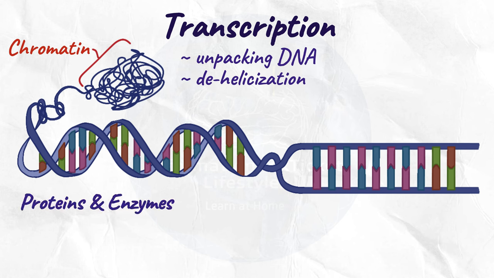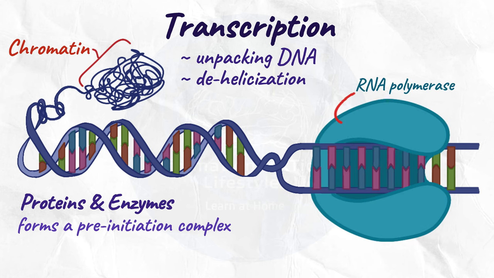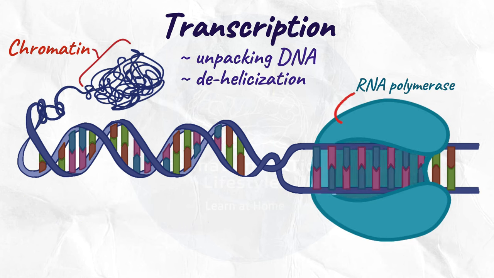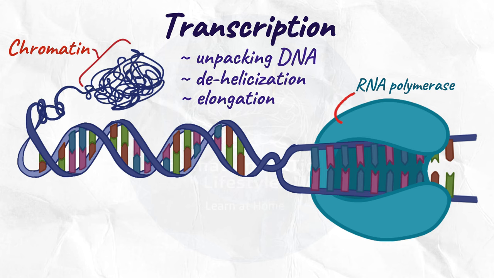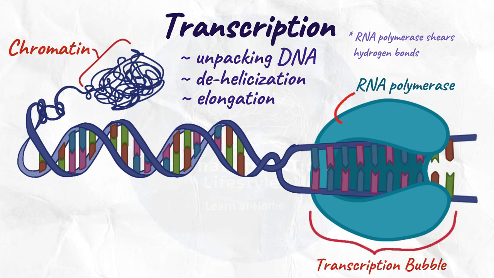A few hundred proteins and enzymes create a pre-initiation complex surrounding the promoter, which also includes the enzyme RNA polymerase. Then, a process termed elongation begins, in which RNA polymerase unzips the two strands by shearing the hydrogen bonds between the complementary nucleotides over a length of around 14 base pairs. This open space within the RNA polymerase is known as the transcription bubble.